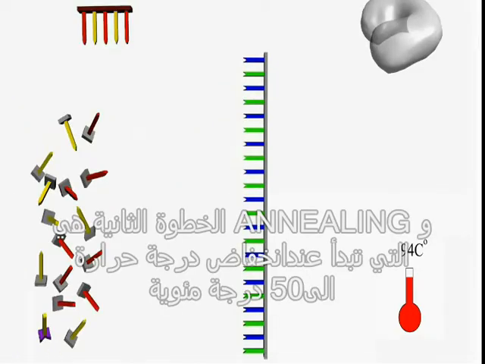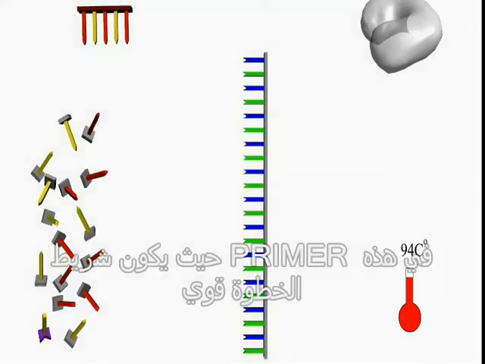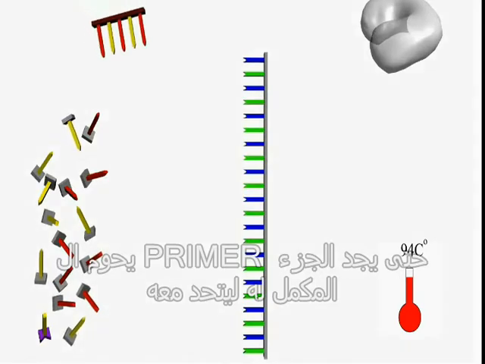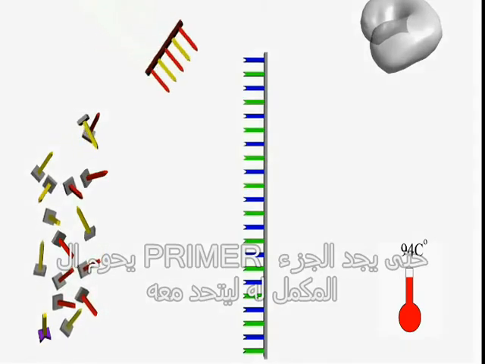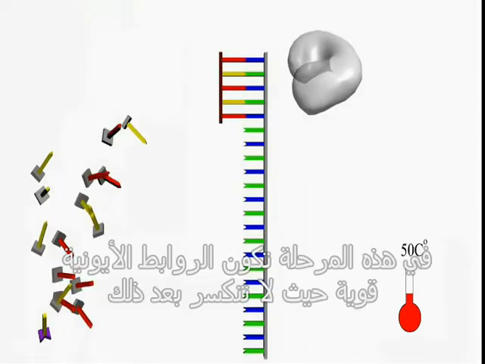Then, the annealing step starts, where the temperature is cooled down to approximately 50 degrees Celsius. This is where only primer strands can anneal. Now, the primer is wriggling around until it finds its complementary strand and combines with it. Once there are a few bases built in, the bond is so strong between the template and the primer that it does not break anymore.